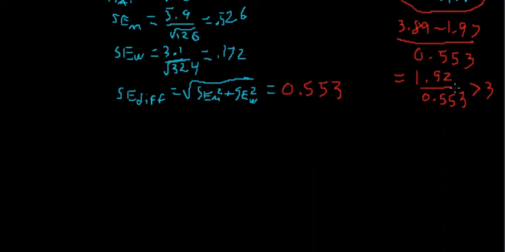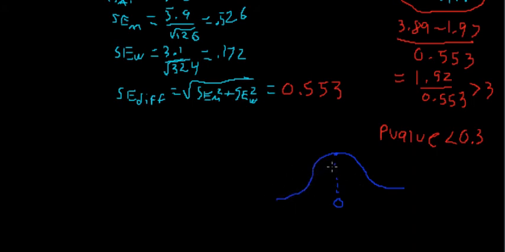So what does that mean? Well, the p-value is very low. This means that the p-value is less than 0.3. Why? Because of our empirical rule. If this is a normal curve right here, this is 0. I think my normal curves are improving. Just as I said that, I made it go down too far. That's okay. This is our normal curve.